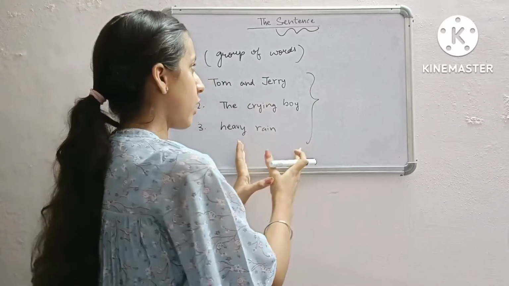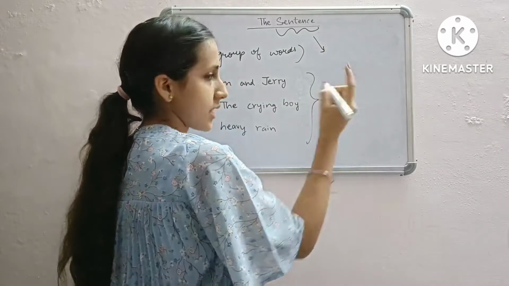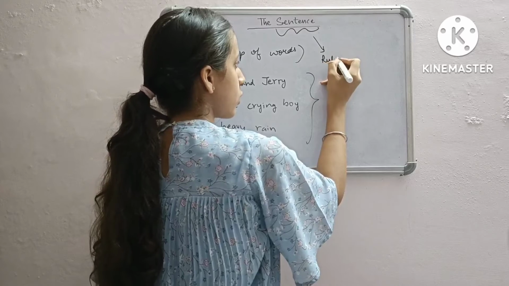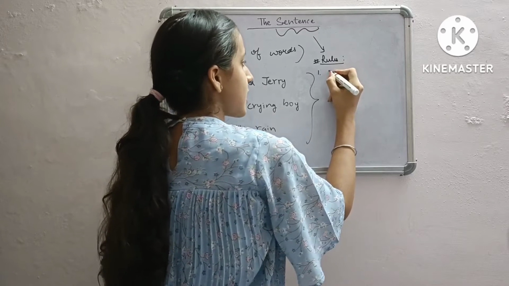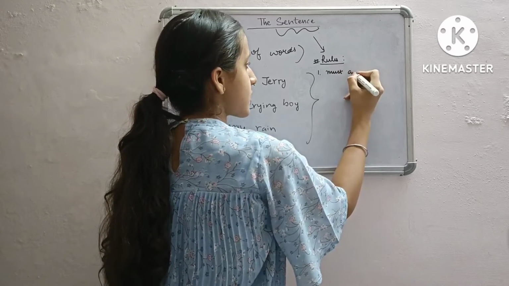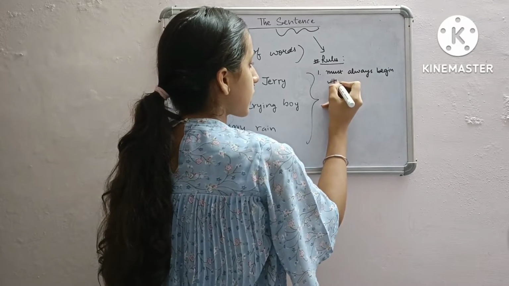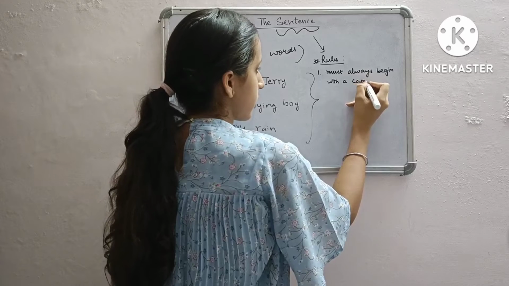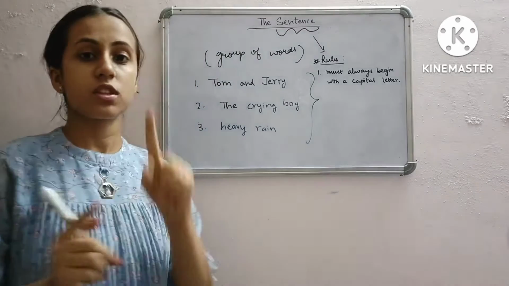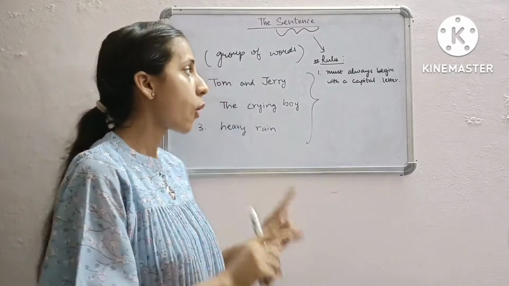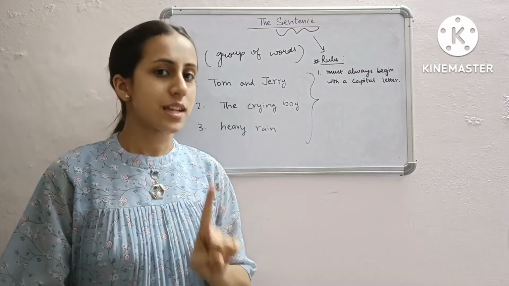So from here what do we understand? We understand that there are two rules to write down a sentence. The first one is that a sentence must always begin with a capital letter. Whenever you write a sentence, you need to keep this in mind, that it should always begin with a capital letter. That's the first rule of writing a sentence.